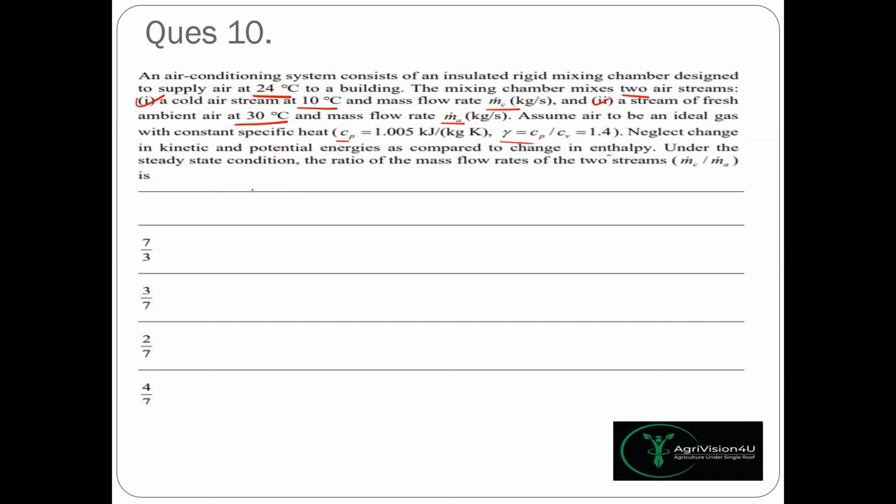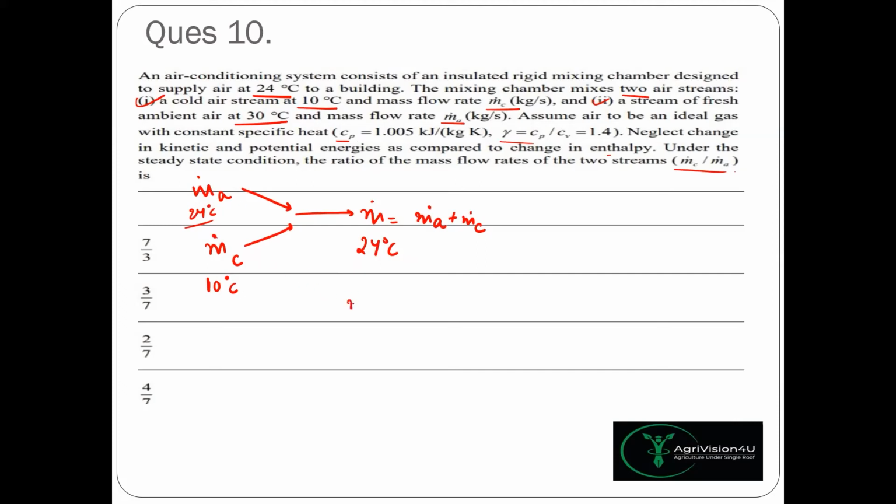Fine, that means what we are doing, we are mixing two streams, that is the air stream and this is the cold air stream. That gives total mass flow rate that is to be maintained at 24 degrees Celsius. So this total mass would be equal to mass flow rate of the air stream plus mass flow rate of the cold air stream. Cold air stream is coming at 10 degrees Celsius and the mixture is at 24 degrees Celsius. Fine. So what we have to find out is the ratio between the cold air and the fresh ambient air. So let's apply the mass balance or the enthalpy balance over here.